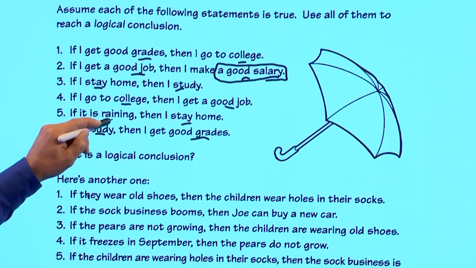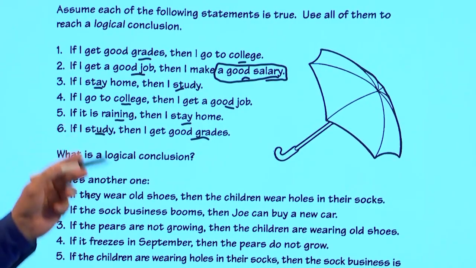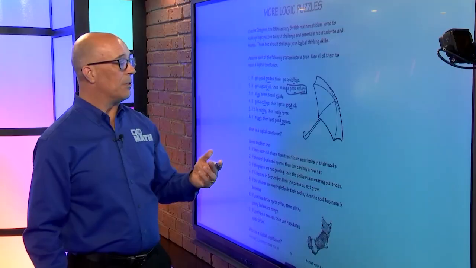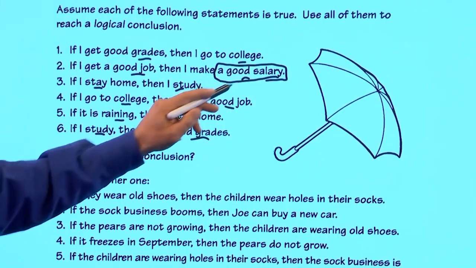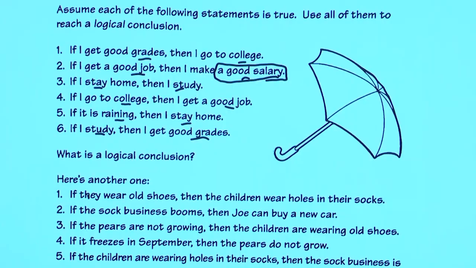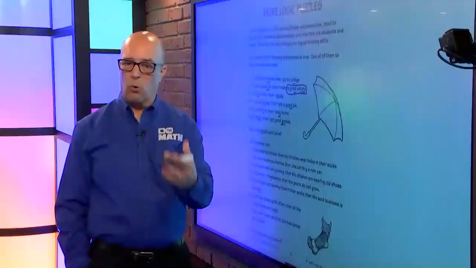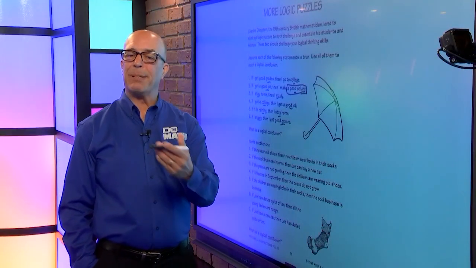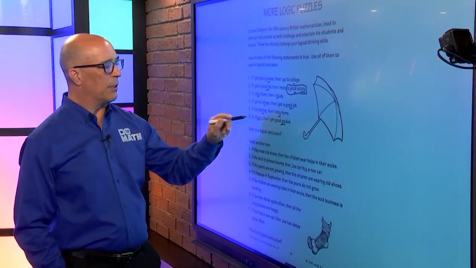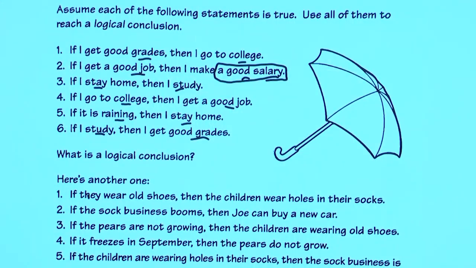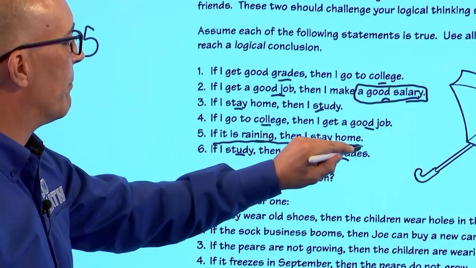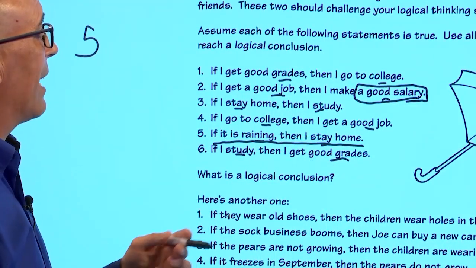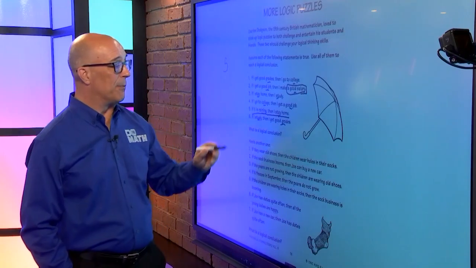If it's raining, and there's no other rating. So now what I'm going to do is look: good salary is at the end, and raining is at the beginning. If I want to go in order, you obviously want to start with something at the beginning that is by itself. So I'm going to start with number 5: if it is raining, then I stay home. So let's find out what happens if I stay home.